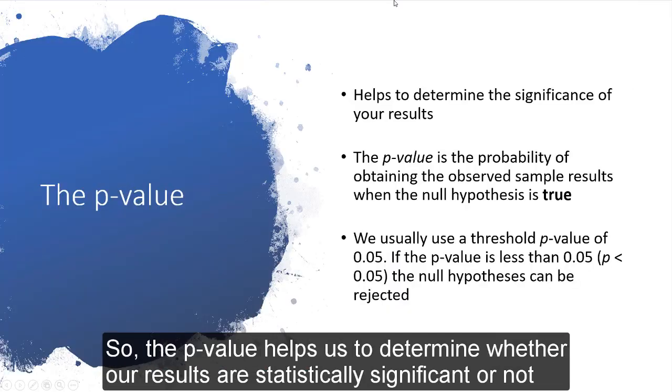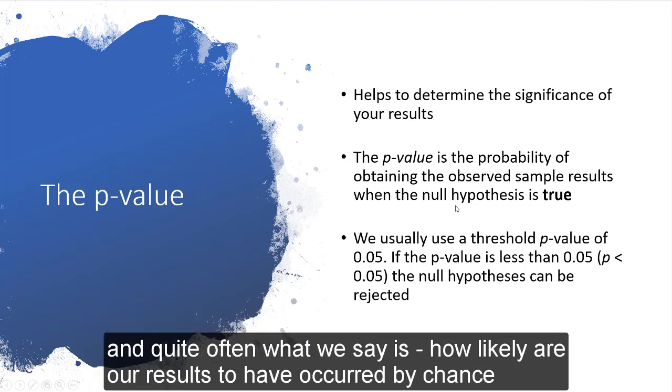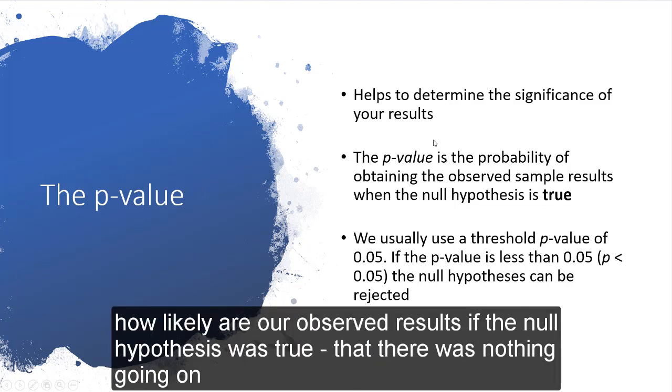So the p-value helps us to determine whether our results are statistically significant or not. The p-value is the probability of obtaining the observed sample results when the null hypothesis is true. And quite often what we say is, how likely are our observed results if the null hypothesis was true, that there was nothing going on.